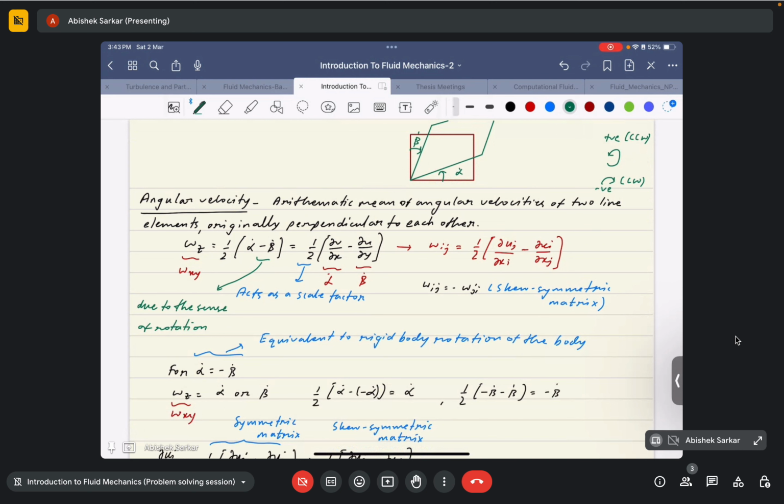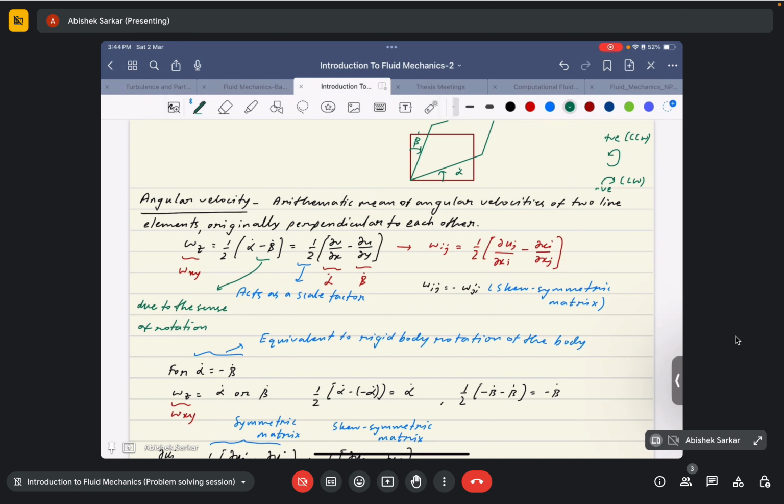Then we need to take the sign conventions into account while we add up these angular velocities. Then omega xy, or omega z (I will let you know why I'm saying omega z), is given by half of alpha dot plus or minus beta dot, because they are in an opposite sense. Then we get that omega z is equal to half of dou v by dou x minus dou u by dou y. Now you know why I discussed in depth how these derivations were obtained, so I'm not going to discuss again how alpha dot is equal to dou v by dou x and how beta dot is equal to dou u by dou y.